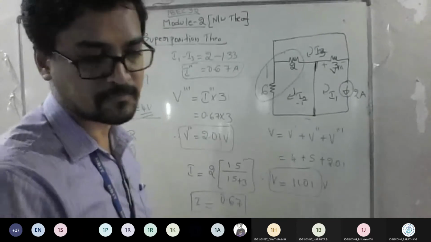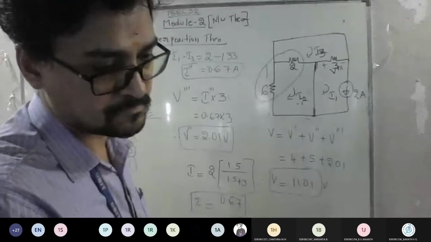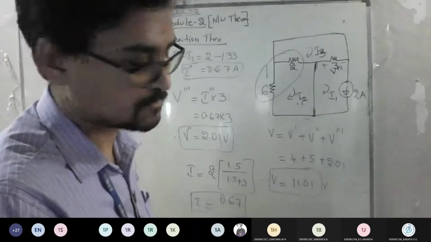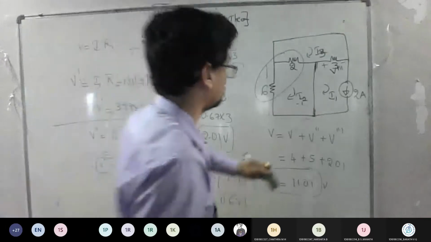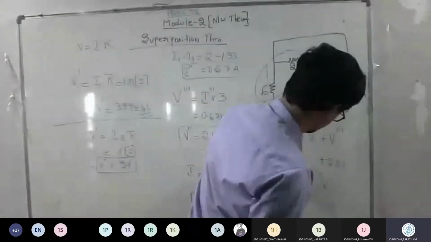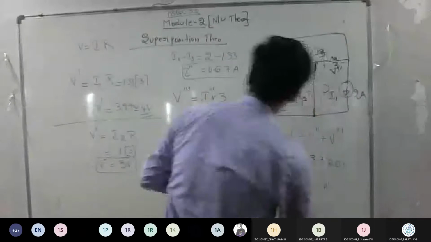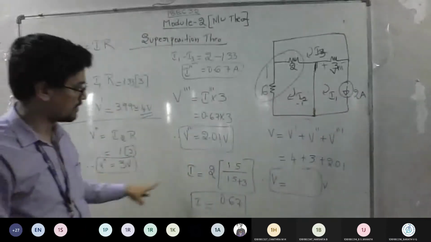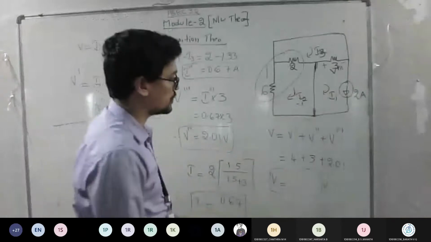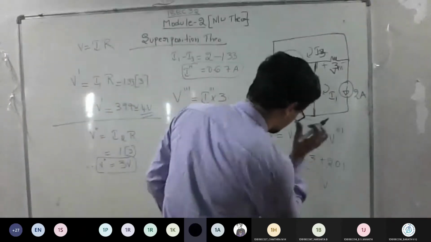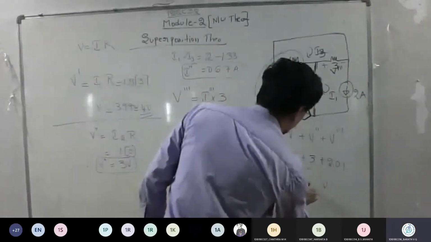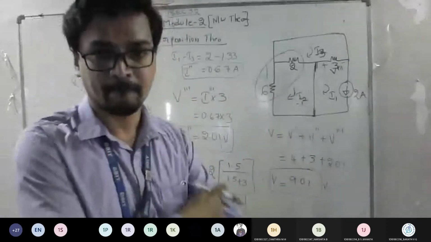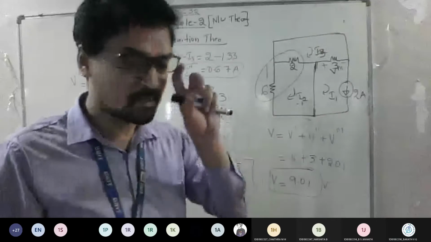Is it correct, everyone? I think the second answer is 3. Yes, sir, it is 3. So V dash is 4 volt, V double dash is 3 volt, and V triple dash is this much. So it is going to be around 9.01 volt. Any doubts? Anyone with this now?